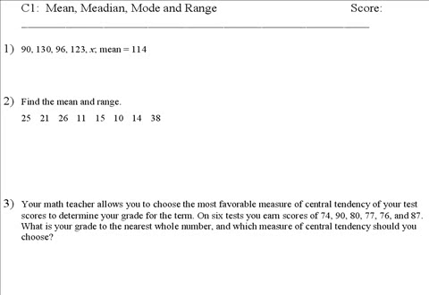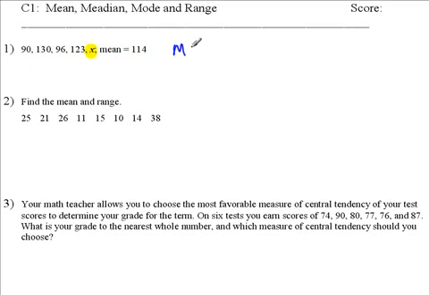Okay, let's take a look at concept 1 here, mean, median, mode, and range. On number 1, we're asked to find the value of x so that these 5 numbers have a mean of 114. Let's go ahead and set up the formula.